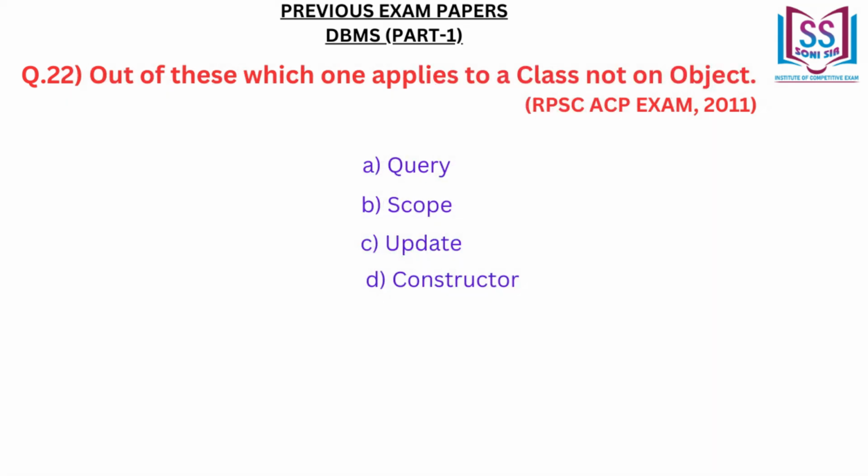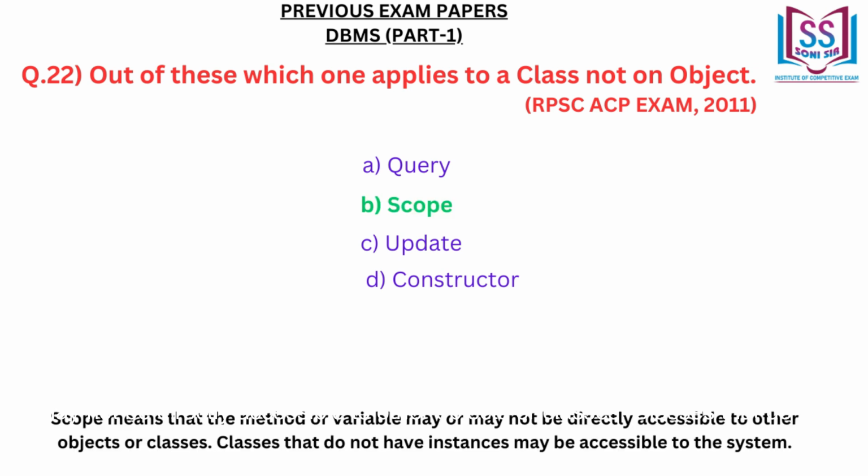Out of these, which one applies to a class, not an object? A. Query. B. Scope. C. Update. D. Constructor. Correct answer B. Scope. Scope means that the method or variable may or may not be directly accessible to other objects or classes. Classes that do not have instances may be accessible to the system.